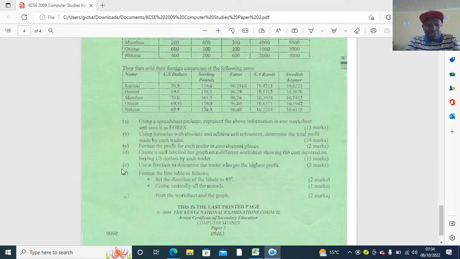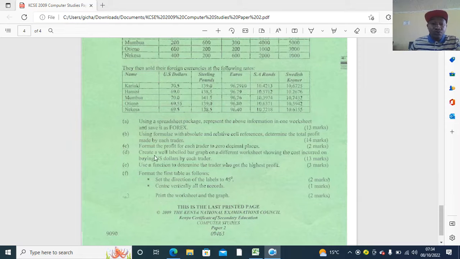Using formula with absolute and relative cell referencing, determine the total profit made by each trader. Format the profit for each trader to 0 decimal places. Create a well-labeled bar graph on a different worksheet showing the cost incurred buying US dollars by each trader.